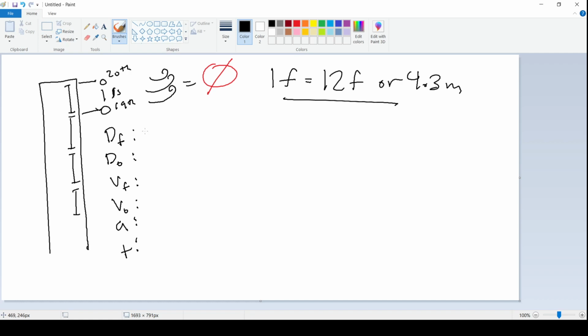So, distance final, we don't know. That's what we're looking for. Distance initial: 4.3 times 20 equals 86. So we start on the 86 meter mark. Pretty simple. Velocity final, we don't know. Velocity initial is 0, because it is released from the 20th floor at second 0. At second 1, it reaches this.